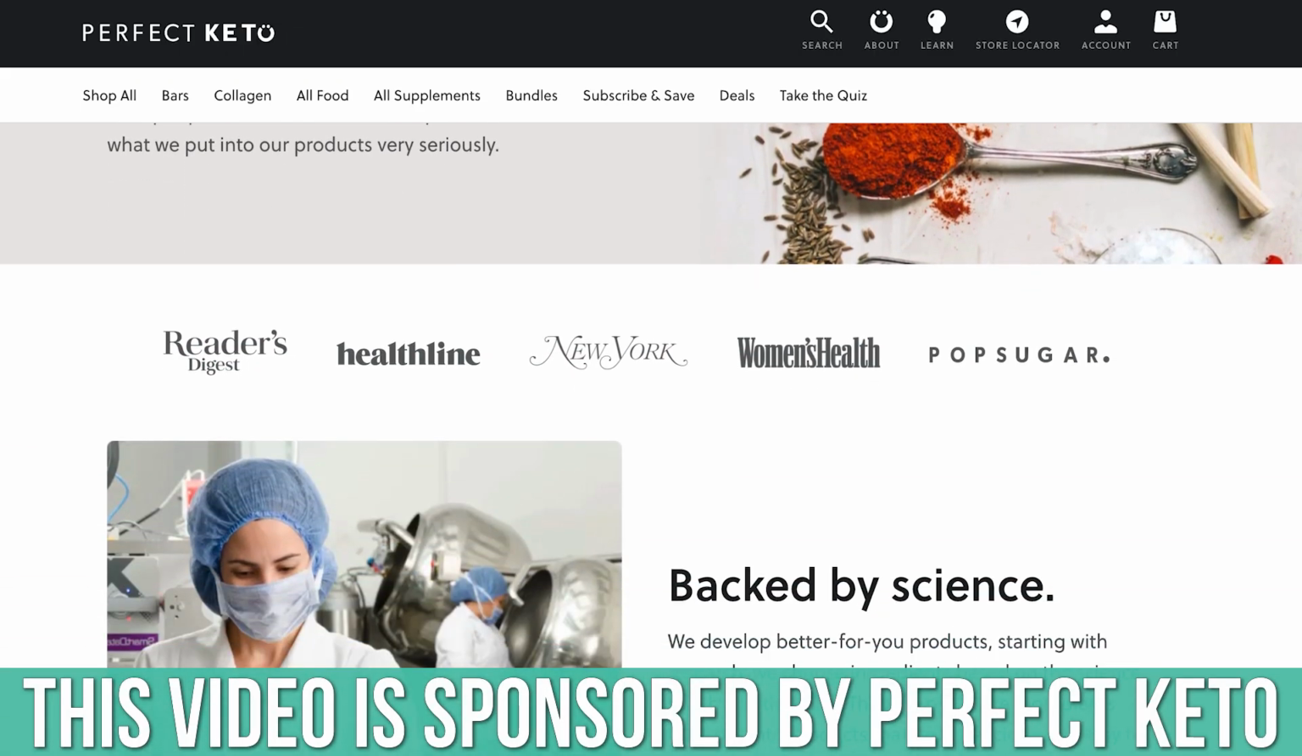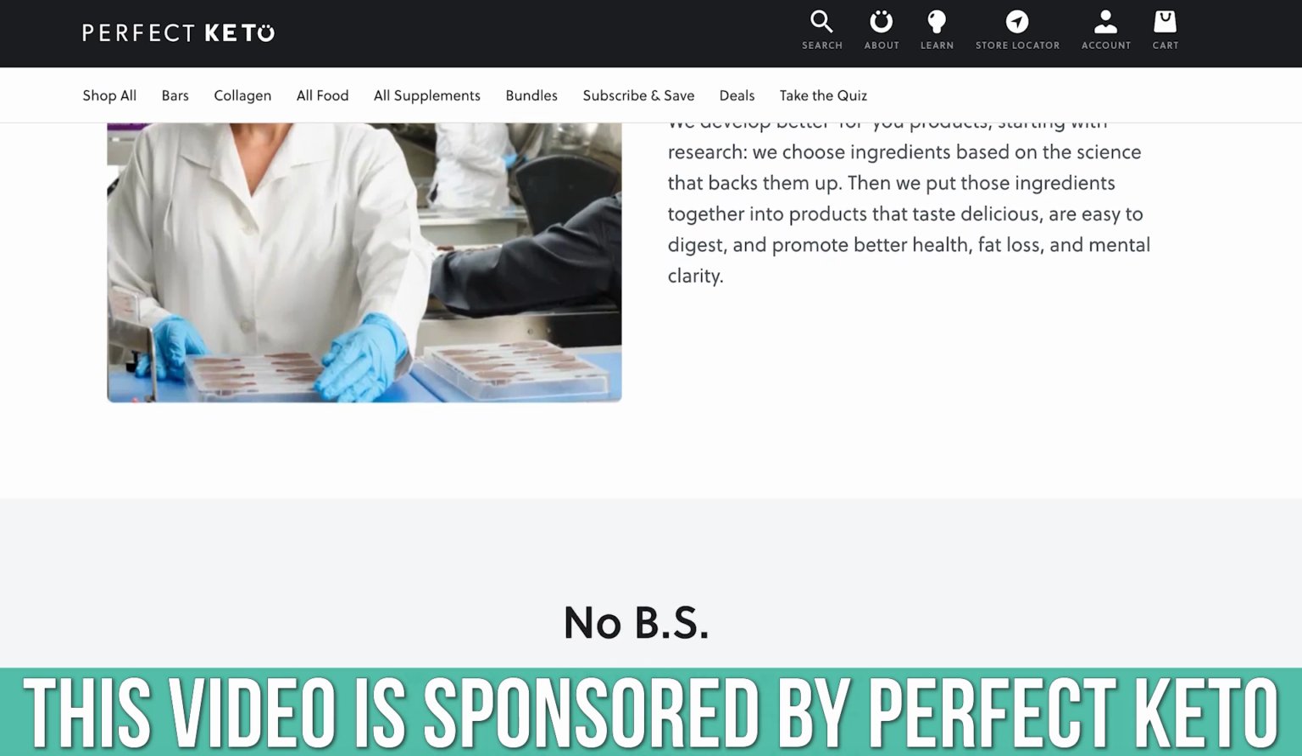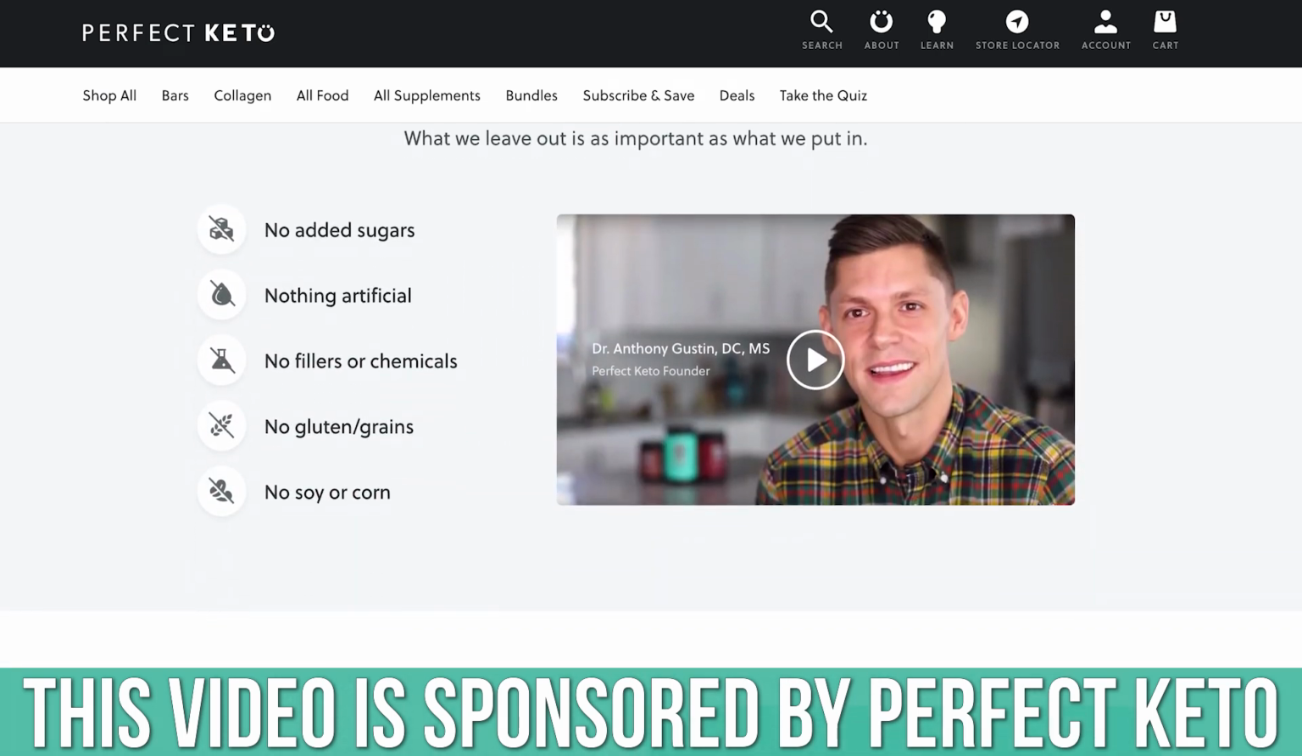With MCTs, you can use either straight MCT oil, or I typically like to use an MCT powder, because that way I can just add it to coffee and things like that.